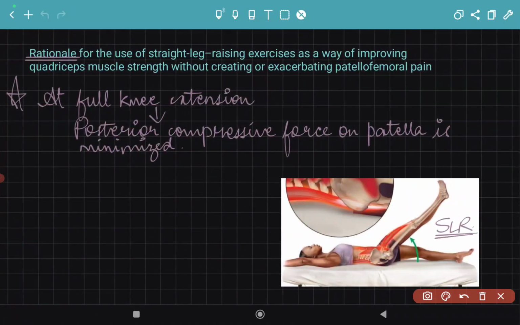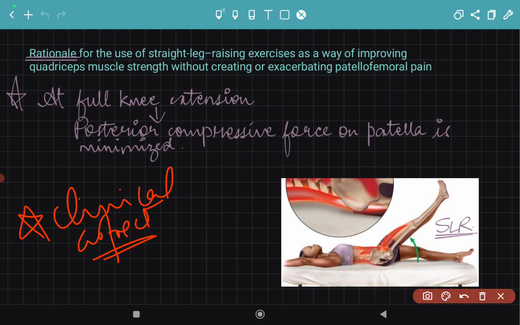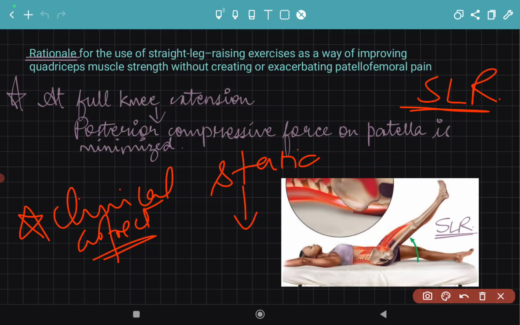Now, let's move on to one clinical aspect, the clinical part. We use the straight leg raise exercise, SLR, to strengthen the hip flexors, knee extensors. Basically, after static quads, which is the static isometric exercise, to progress from that to strengthen the quadriceps muscles, we use SLR. That is the basic thing to understand.